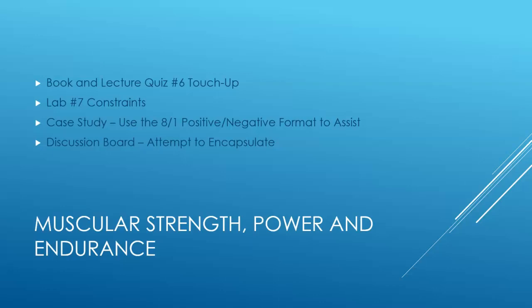With the case study, I would definitely use the 8-1 positive negative format to help you. You have the positive and negative risk factors for coronary vascular disease, and use that format and lay it out. You can put that right into Blackboard and it makes life easier for both of us, and then you can extrapolate your results from that.